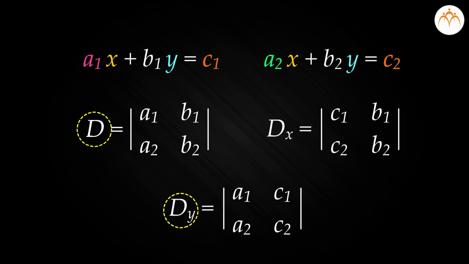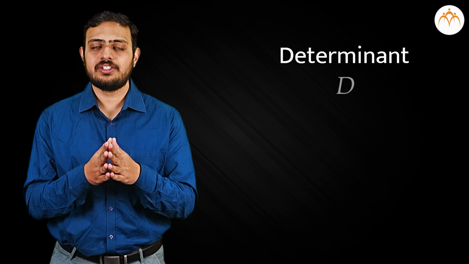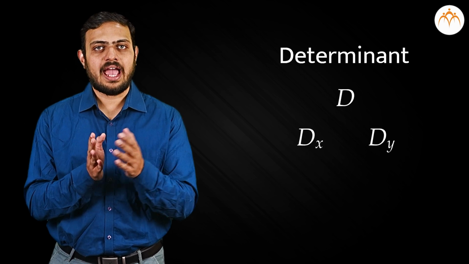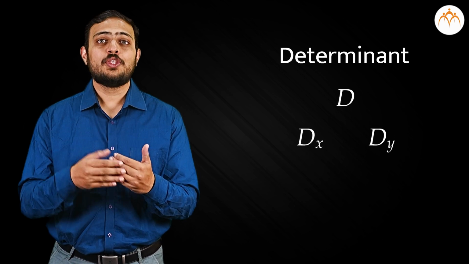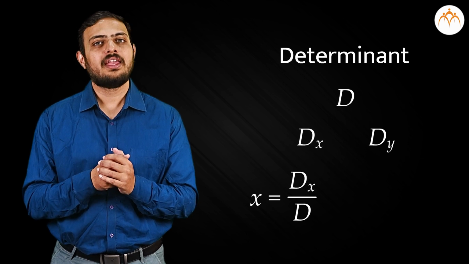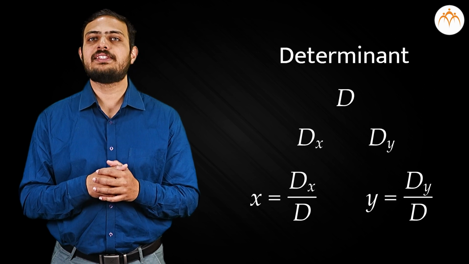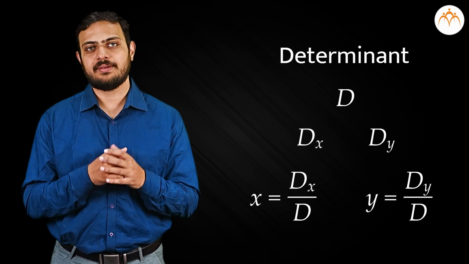The column of y coefficients of determinant D, that is b1 and b2, is replaced by the column of constant terms c1 and c2. To find the solution of the given equations, you need to calculate the values of the determinants D, Dx and Dy. Then use the following formulae to find the values of x and y. x is equal to Dx upon D and y is equal to Dy upon D.